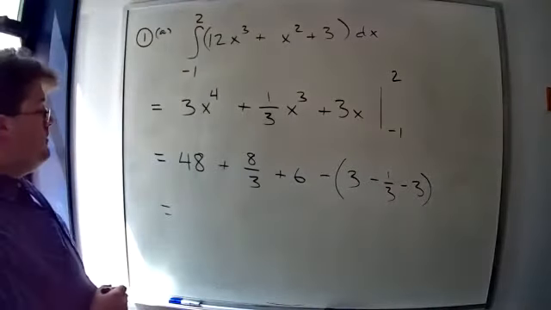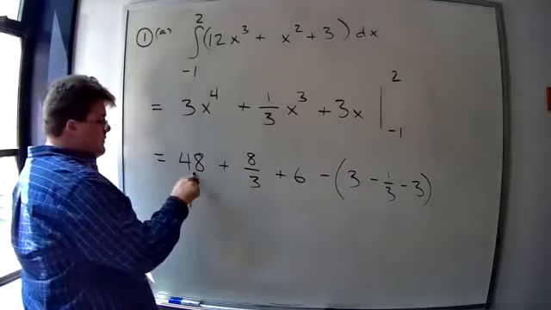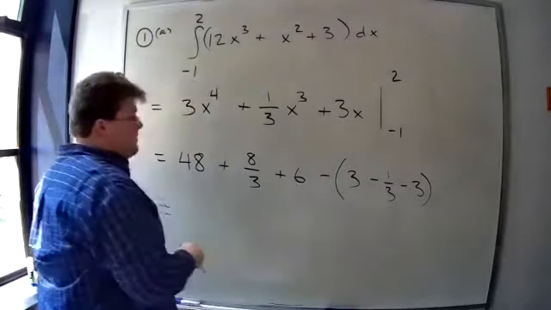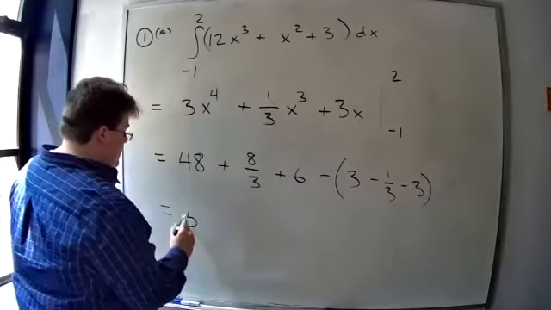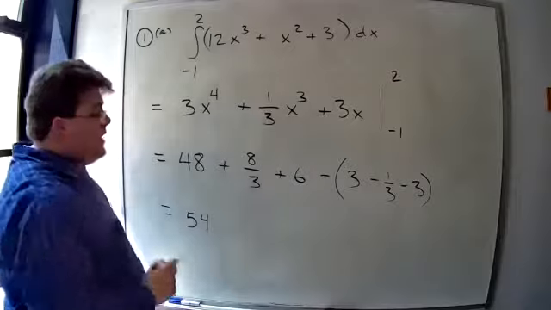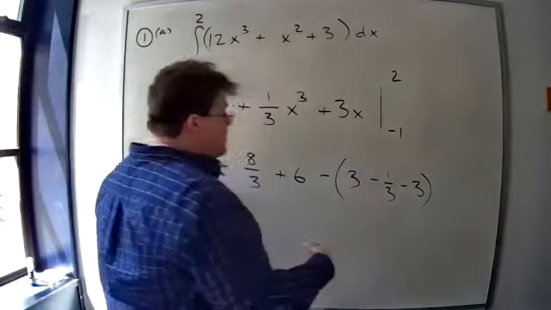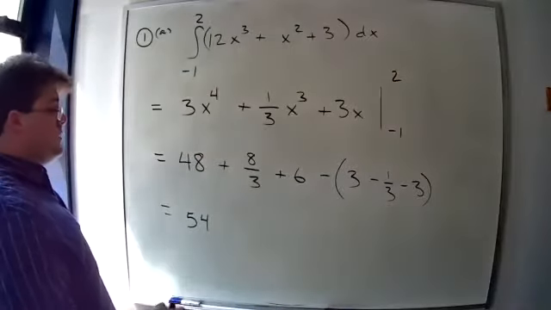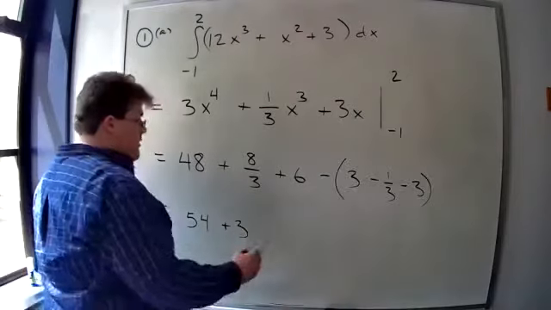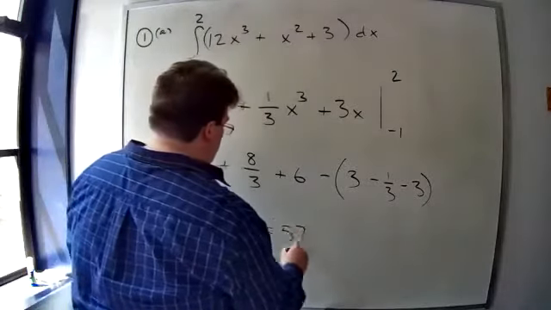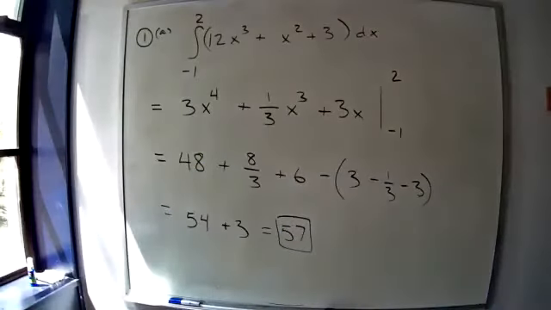So what do we get here? Well, I'm going to combine all the whole numbers and combine thirds. The whole numbers: 48 plus 6 is 54. In here, we have a 3 minus 3, so that's 0. So we get 54. And how many thirds? We have 8/3 and negative a negative 1/3, so 8/3 plus 1/3 makes 9/3, which is 3. And 54 plus 3 is 57.